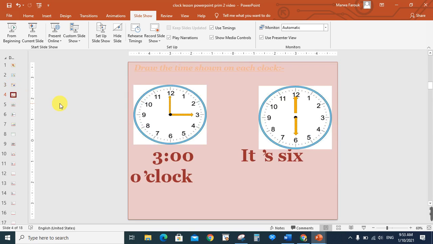Here, draw the time shown on each clock. The first example here, the short hand on 3 and the long hand on 12. So it's 3 o'clock. Okay, and second example here, the short hand on 6 and the long hand on 12. So it's 6 o'clock.